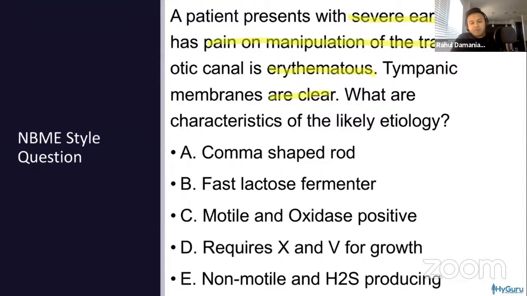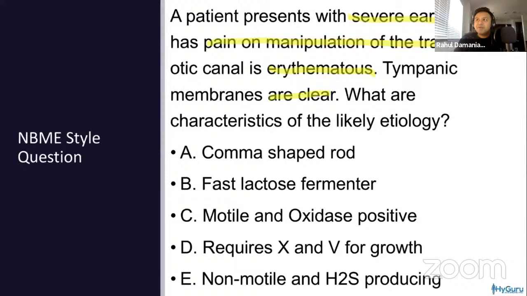A, comma-shaped rod. B, fast lactose fermenter. C, motile and oxidase positive. D, requires X and V factors for growth. E, non-motile and H2S producing. What do you all think is the answer here?